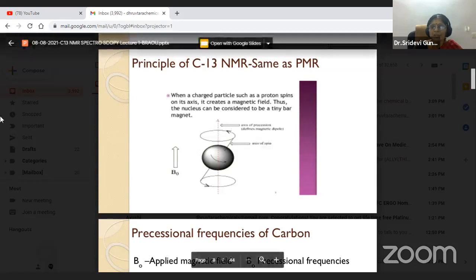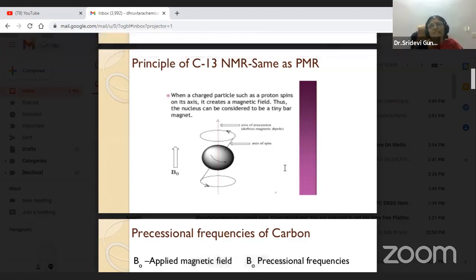Actually, in NMR we get different signals based on these precessional frequencies only. Let us just revise. In the absence of an applied magnetic field, what is happening? All magnetic nuclei are randomly oriented. Whereas in the presence of the applied magnetic field, some of them are aligned with the applied magnetic field, and some position themselves opposite to it.